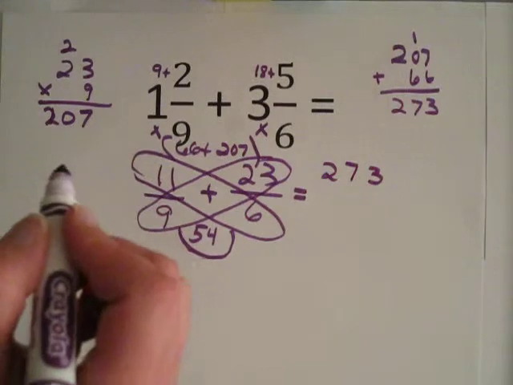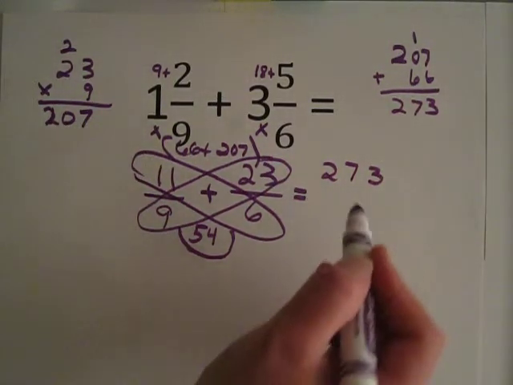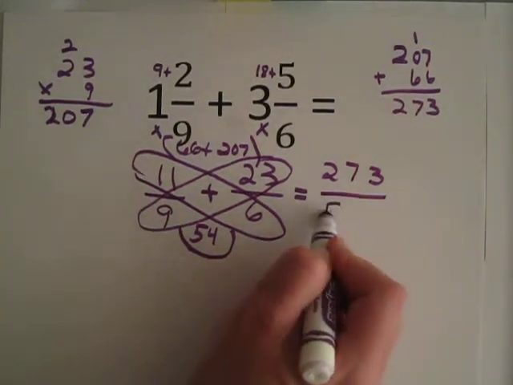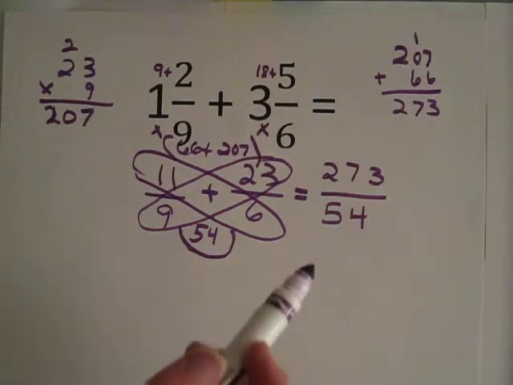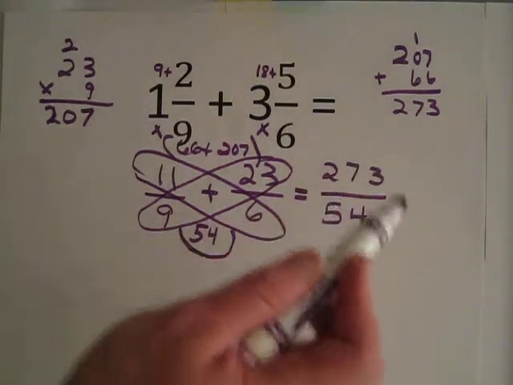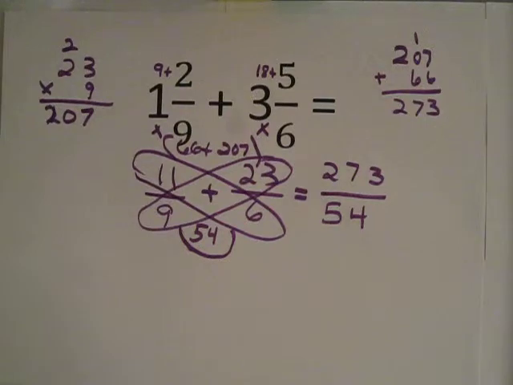$273 over 54. So now I need to divide because this is an improper fraction. I don't leave my answers as improper fractions. I leave them as mixed numbers. So I'm now going to divide.